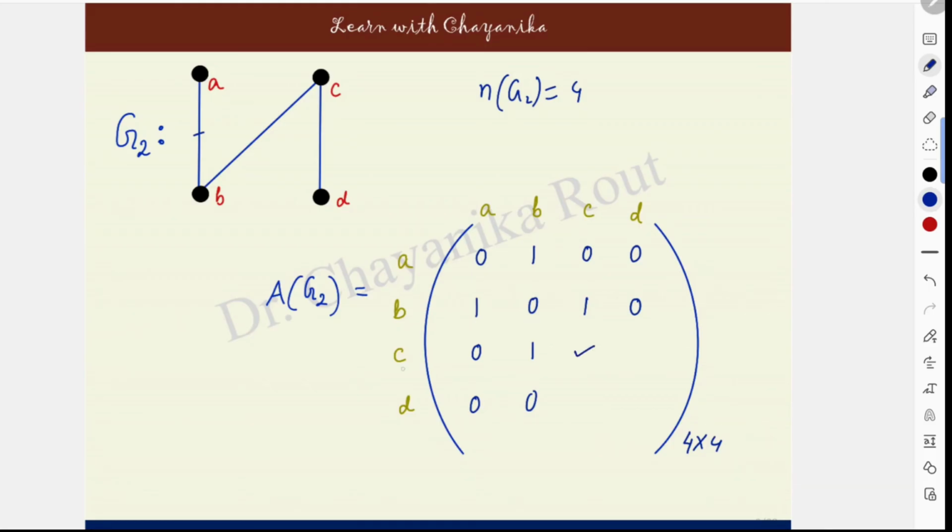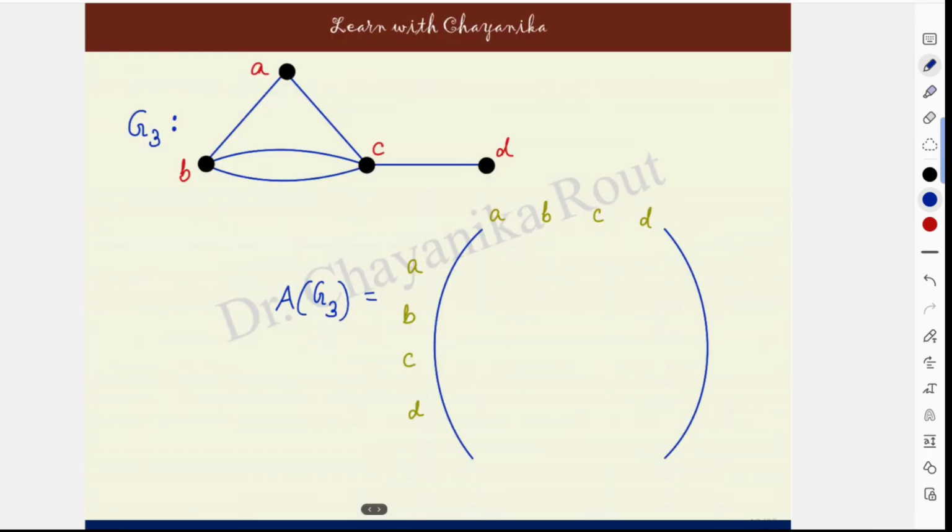Next for this, between C and C no loop, so it is 0. Between C and D there is one edge. Again third row is 0, 1, 0, 1. So the third column will be 0, 1, 0, 1. And lastly between D and D there is no edge, so it is 0. This is the adjacency matrix for the given graph G2. Now let us quickly draw the adjacency matrices of the different graphs in the subsequent examples.